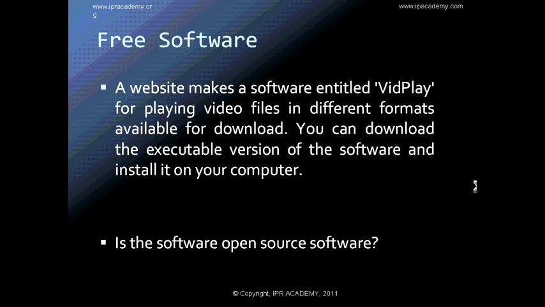Let us try and understand this with the help of an example. Let's say a software called VidPlay for playing movies in all formats is made available online for download and installation. Would this software be an open source software just because it is freely made available online? No, not really. The fact that a software is made available online for download and installation does not make it an open source software.